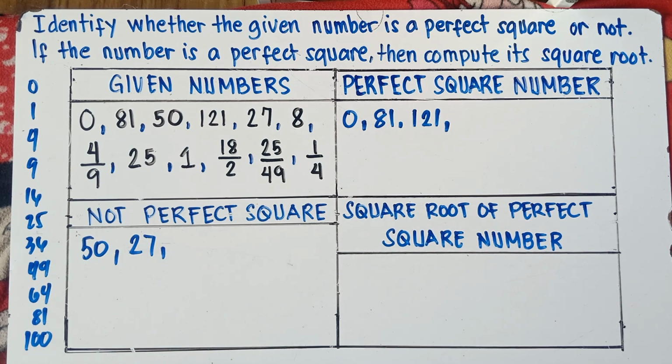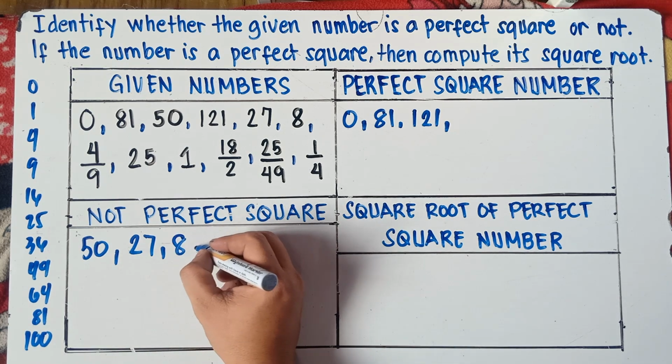How about 8? Is 8 a perfect square? Nope, 8 is not a perfect square. You cannot see 8 on our perfect squares. So 8 is not a perfect square.